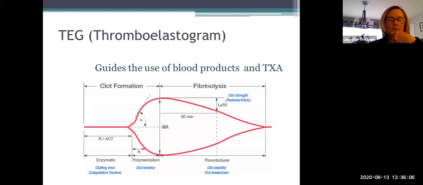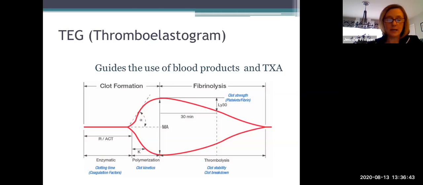Now, another part of massive blood transfusion that I'm just going to hit on, and this could be another lecture all in itself at another time, is the use of TEG, or thromboelastogram. TEG is a blood test that we can send to the lab. Actually, it goes to blood bank. And the result of it helps us guide our use of blood products, and it helps us make the decision, do we want to continue giving TXA, which I'll talk about in a second. So what's going to happen with TEG is it's going to take the blood and it's going to look at the clotting, the lifespan of a clot.